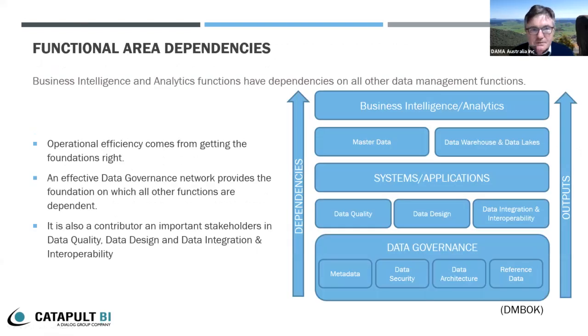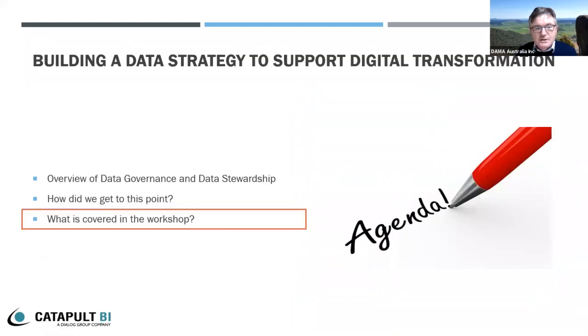the data stewardship role. So this is from the DMBOK. This is Sue Geuens' framework for talking about dependencies and functions in data management. What she's got down the bottom here is that the key foundation is data governance, which includes metadata, security, data architecture, and reference data. And then from that, you can build up onto those sort of capabilities. So these sort of ideas are what is built into the training course.